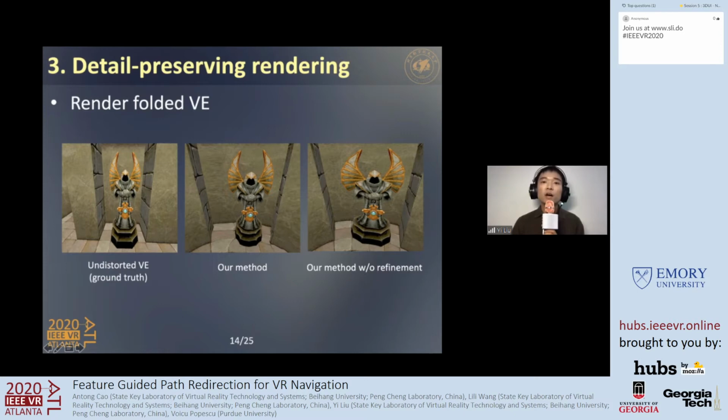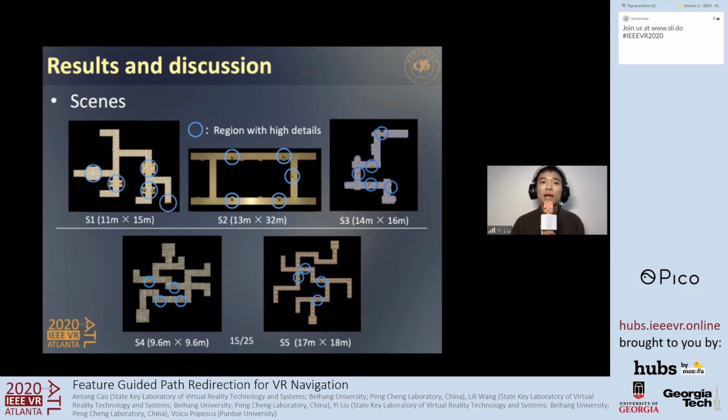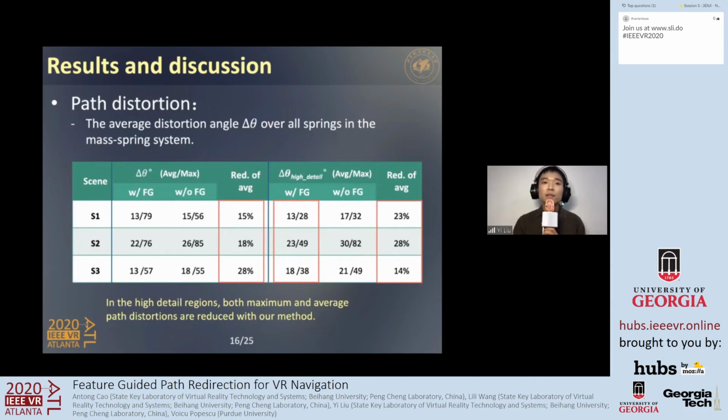We have tested our method on five scenes. In S1, S2, and S3, we compared our method with the method without feature guidance. In S4 and S5, we compared our method with the state-of-the-art methods, the SAM method and the S2C method. We investigated the amount of path distortion through the average distortion angle over all springs in the mass spring system. The table shows average and maximum path distortions for S1, S2, and S3 with and without feature guidance, both over the entire path as well as high detail regions.